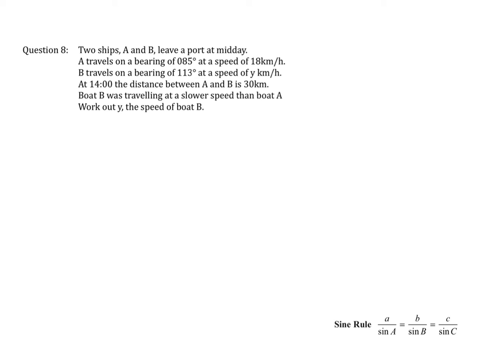In question 8, this one here, it says 2 ships A and B leave a port at midday. So we're going to need to do a diagram for this, do a little sketch. So I'm going to put my port over here. I'm going to put a north because of this bearing question. And the first bearing is 085 degrees, so it's 85 degrees, so it's just less than 90. So ship A is going to travel somewhere like that. The angle here will be 85 degrees. And we know it's traveling at a speed of 18 kilometers per hour.